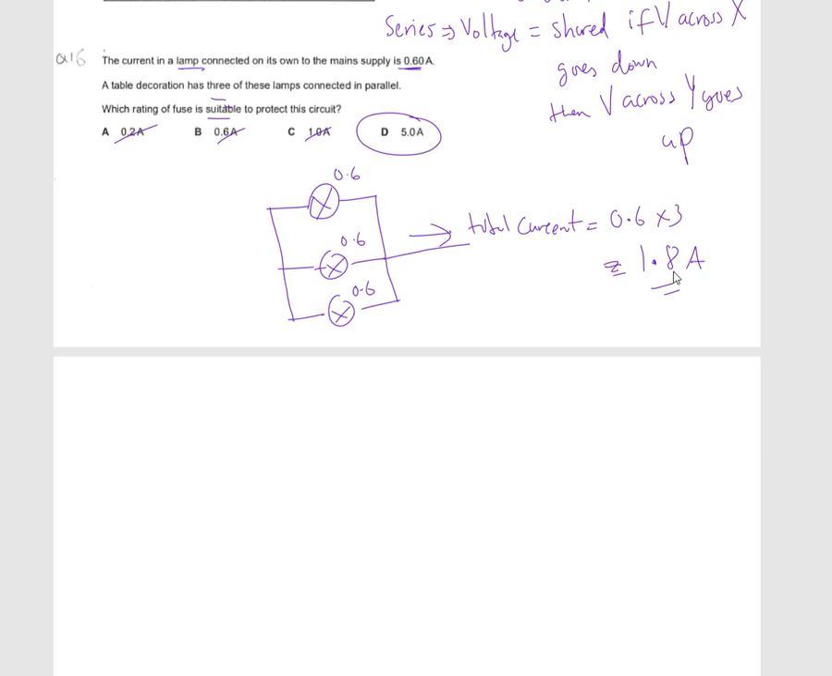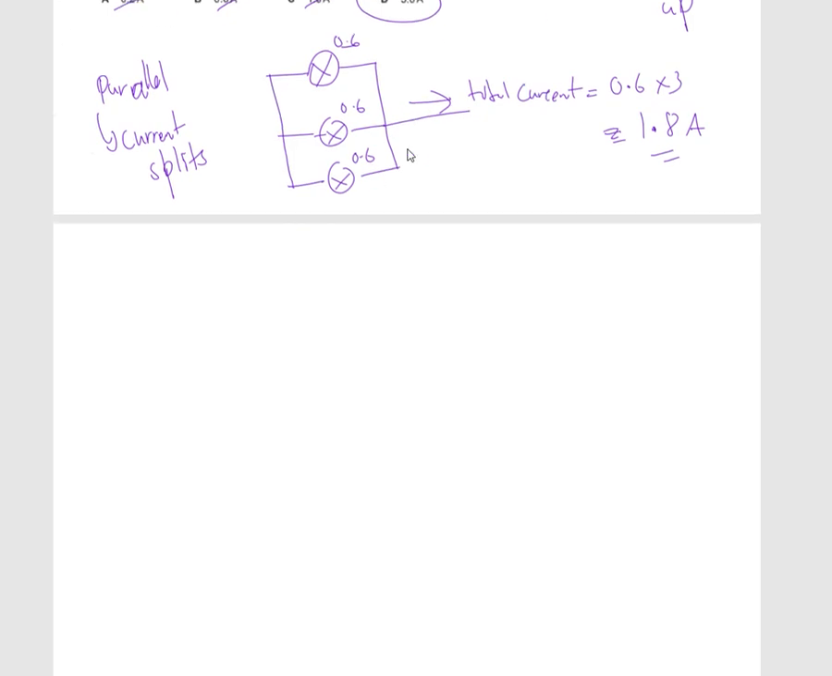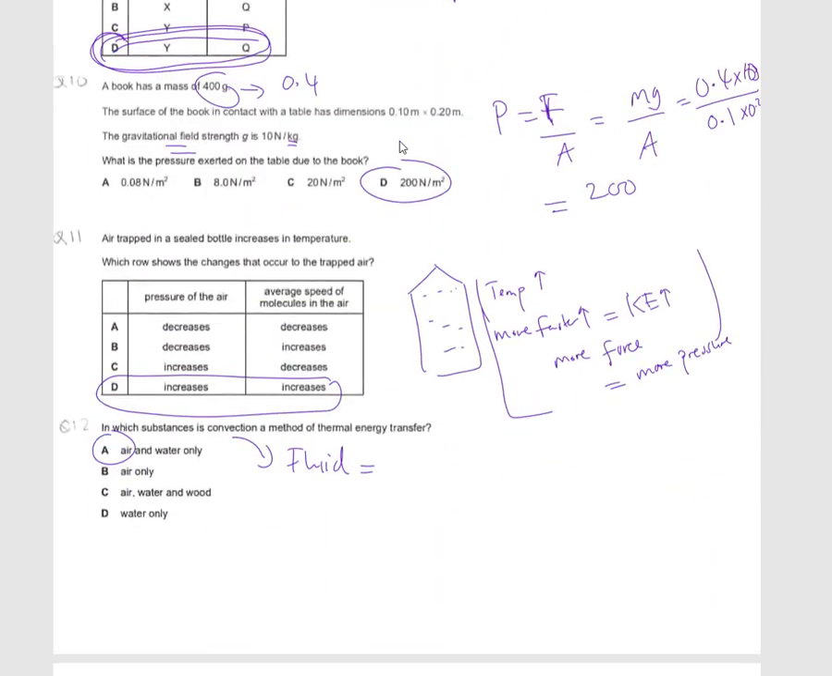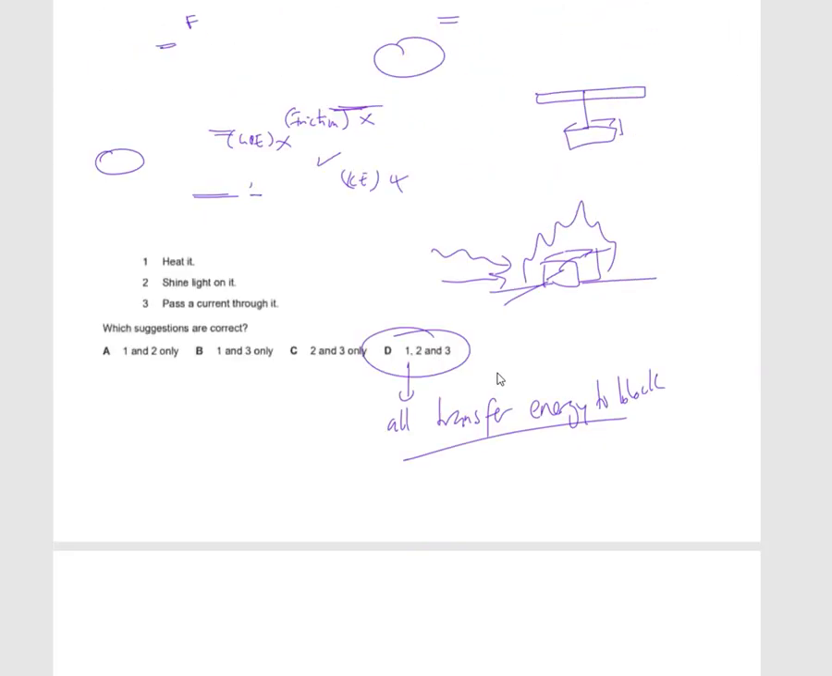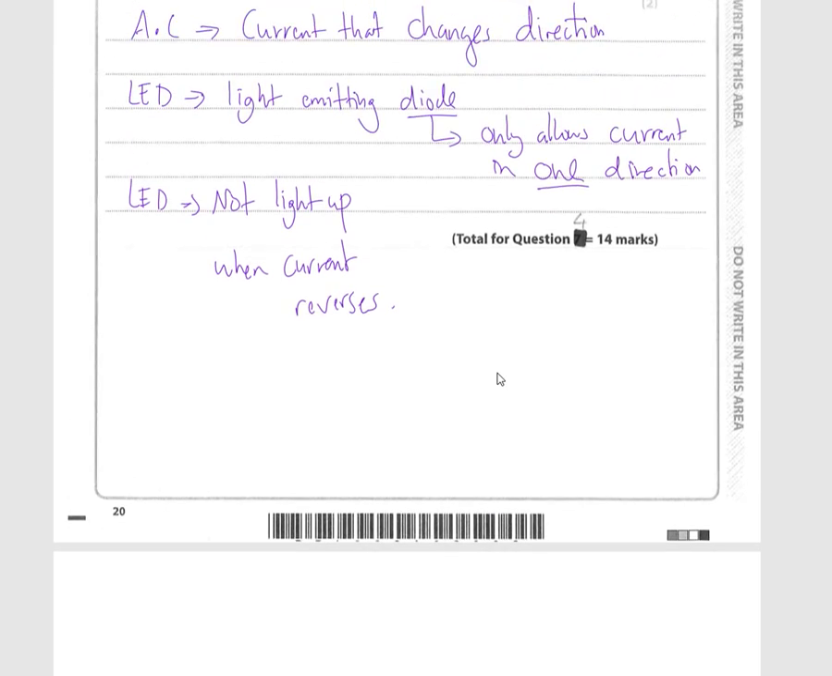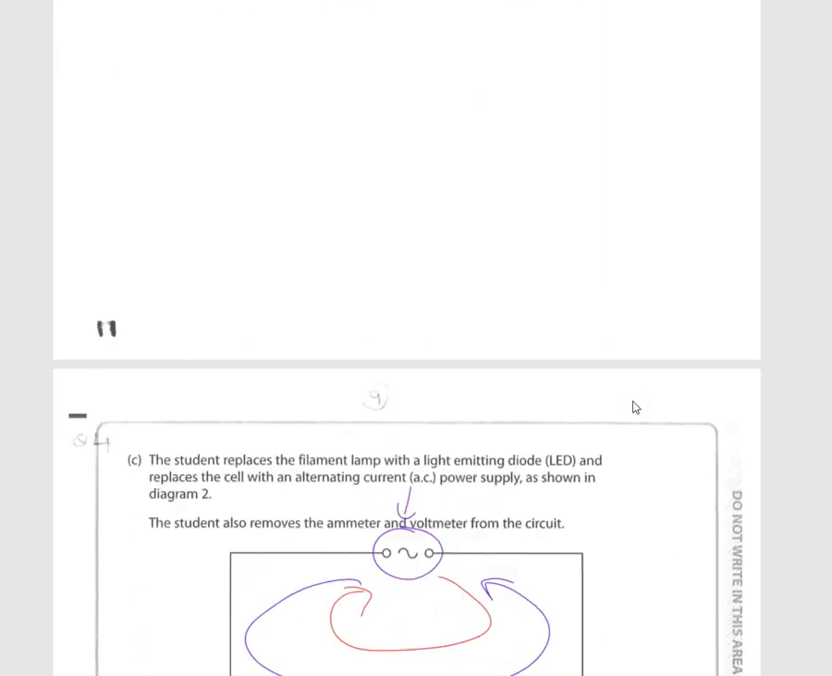All right, and also we know that in parallel, the current splits. That's why one is 0.6, second one 0.6, 0.6. For the total, the total current is 3 times that, and therefore we need to pick one which works. This is it then. Again, especially for the multiple choice, make sure you have the full working out there. Just check again if you're not sure. Do let me know what's going on.